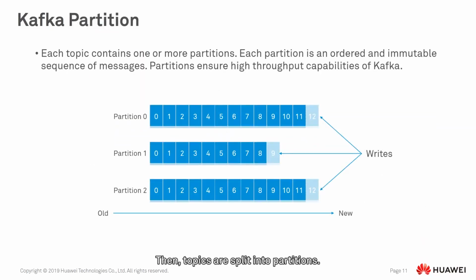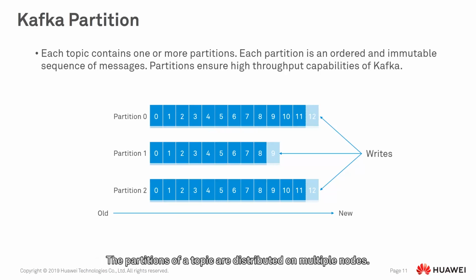Then topics are split into partitions. For each topic, Kafka keeps a minimum of one partition. Each such partition contains messages in an immutable ordered sequence. Why do we need partitions? Because the partition mechanism improves the Kafka throughput.